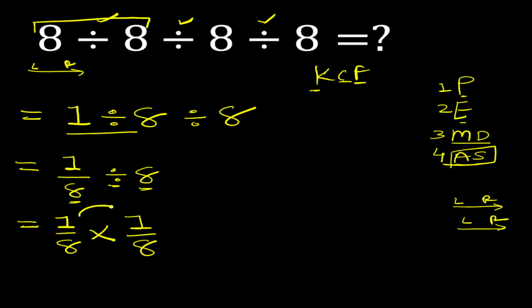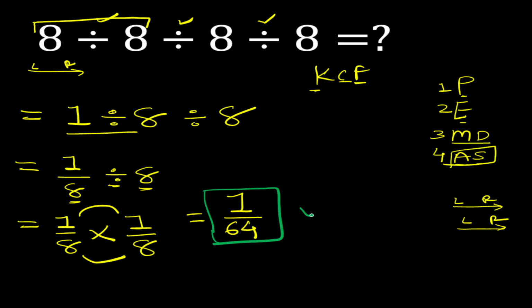So now 1 multiply 1 is equal to 1. Then 8 multiply 8 is equal to 64. So the correct answer is 1 upon 64, right?